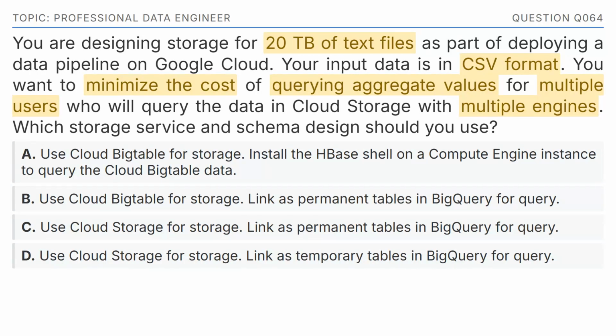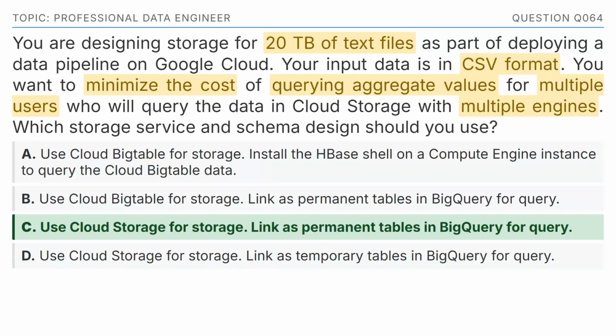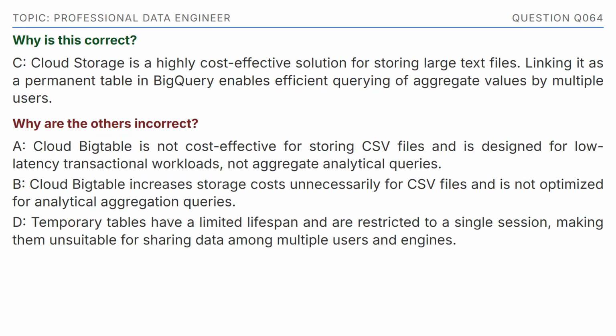To arrive at the correct answer, we focus on the keywords: 20 terabytes of text files, CSV format, minimize the cost, querying aggregate values, multiple users, multiple engines. The correct answer is option C, use Cloud Storage for storage. Link as permanent tables in BigQuery for query. Why is this correct? C. Cloud Storage is a highly cost-effective solution for storing large text files. Linking it as a permanent table in BigQuery enables efficient querying of aggregate values by multiple users.